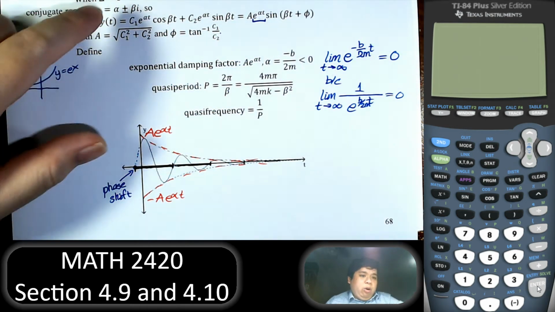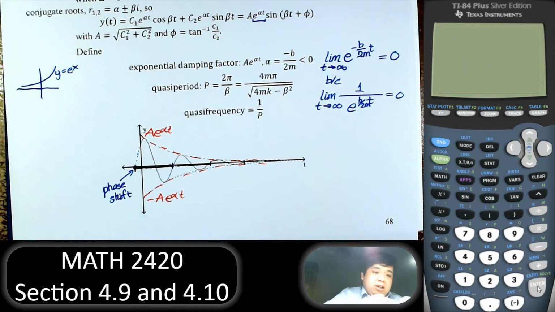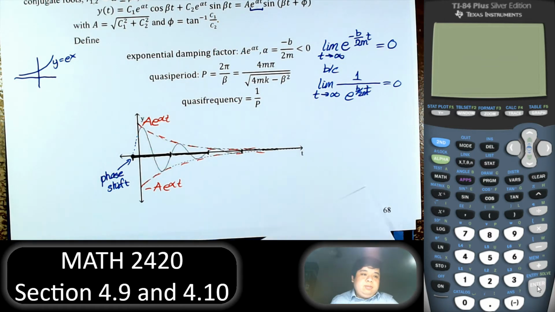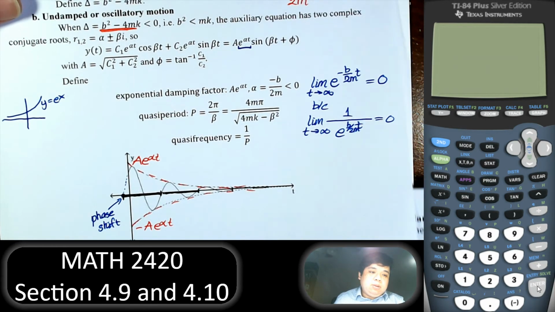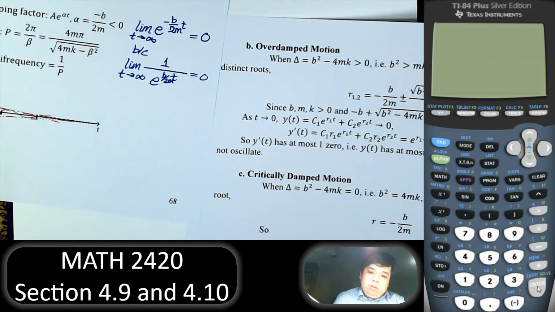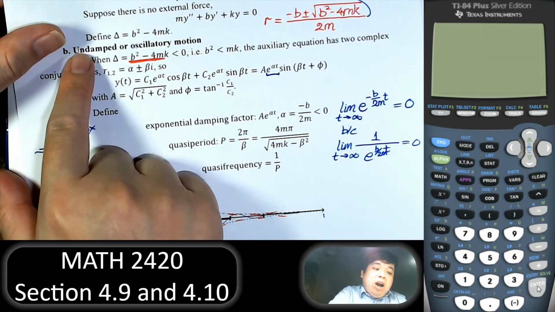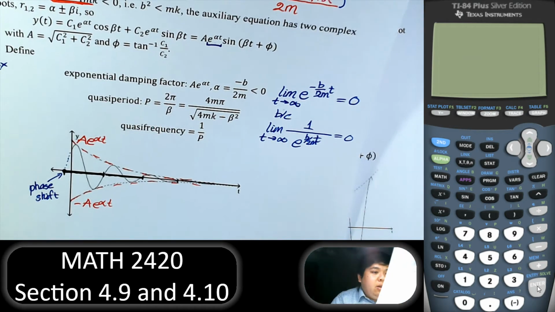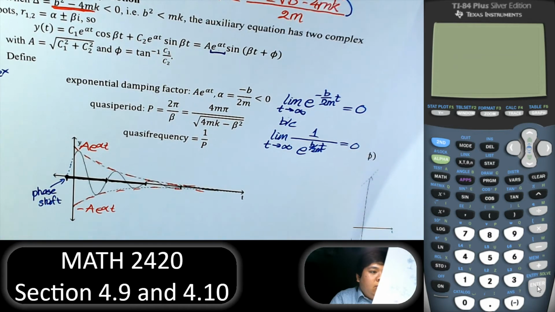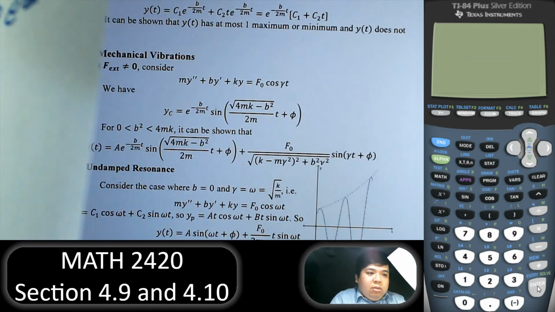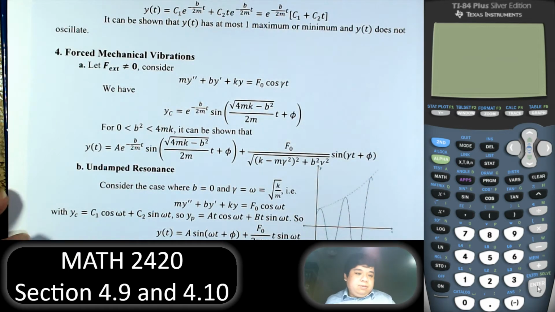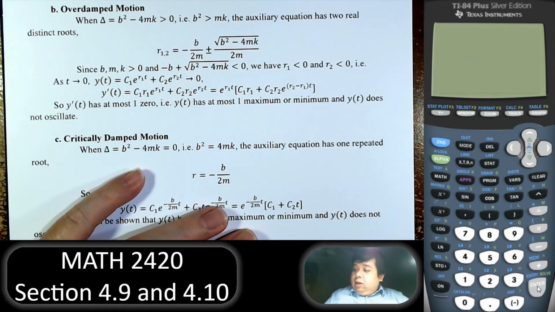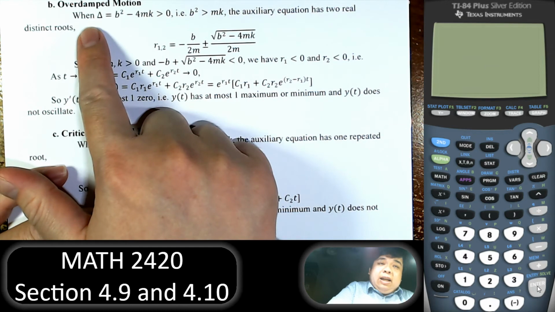So in this case, when b squared minus 4mk is negative, we have these scenarios. Sorry, I think I misspelled that. This is not undamped. It is underdamped. Right.